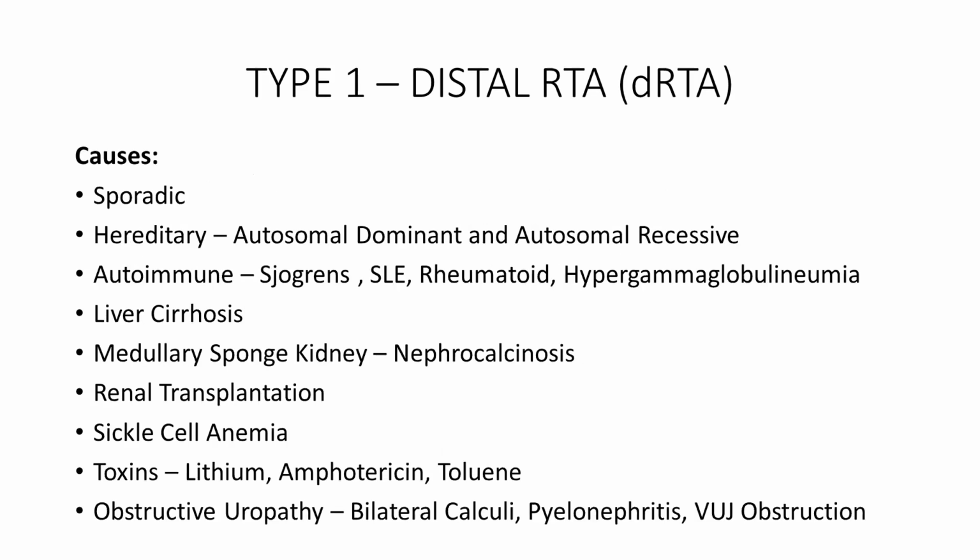Now, causes, you just have to remember a few of the causes. It can be sporadic, autosomal dominant or recessive. Autoimmune diseases like Sjogren, SLE, rheumatoid arthritis, hypergammaglobulinemia, liver cirrhosis, medullary sponge kidney, renal transplantation, sickle cell anemia, toxins like lithium and amphotericin, and obstructive uropathy, bilateral calculi, pyelonephritis, or vesico-ureteric junction obstruction. These are a few of the common causes of distal renal tubular acidosis.